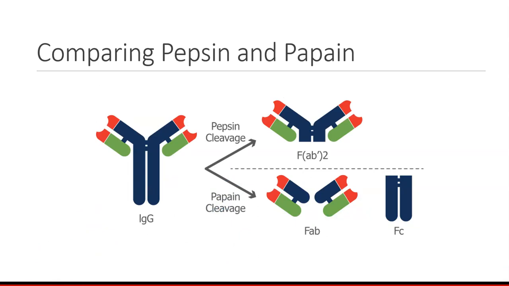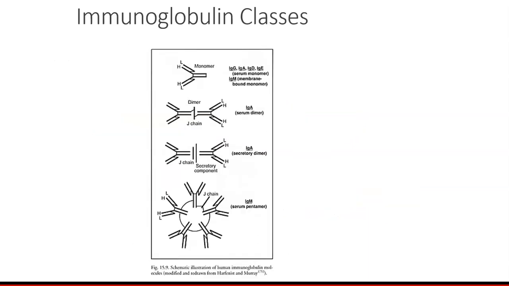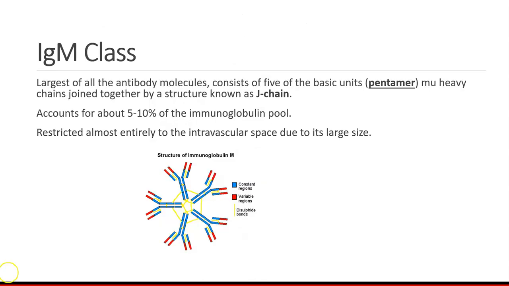And this is just a nice presentation of pepsin and papain in one slide, and the pieces that are formed. The textbook doesn't go into the other types of immunoglobulins, but I want you to refresh your memory on the different immunoglobulin classes. IgM class antibodies are the largest of all the antibody molecules. It consists of 5 of the basic structural units. It's a pentamer. It has mu heavy chains, which are joined together by a structure known as a J chain, which allows for a lot of flexibility.